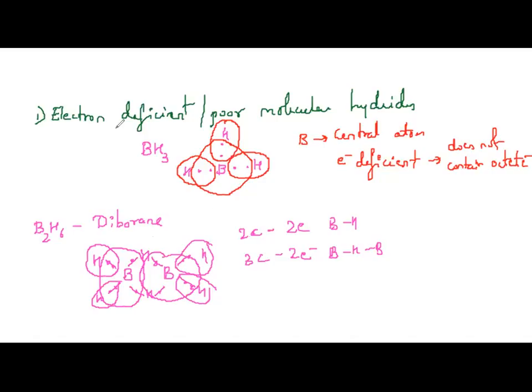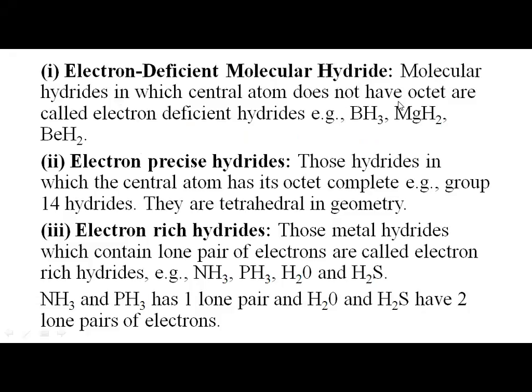Therefore, we say these electron deficient molecular hydrides act as Lewis acids, which are electron acceptors. So these are electron deficient molecules, as we discussed. The central atom does not have an octet configuration.